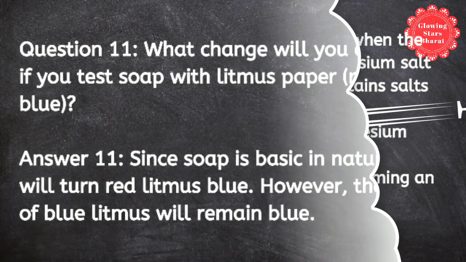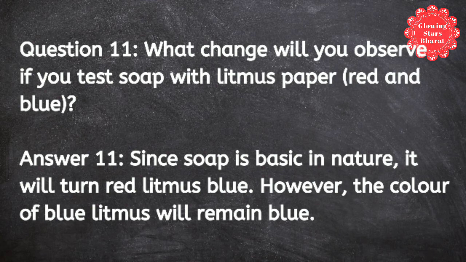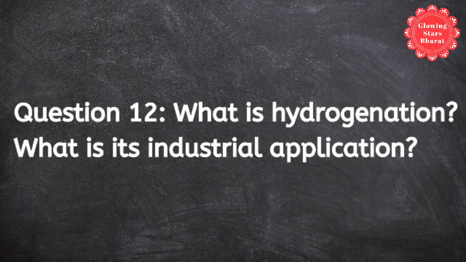Next question number 11. What change will you observe if you test soap with litmus paper, red and blue? Answer of this question: since soap is basic in nature, it will turn red litmus blue. However, the color of blue litmus will remain blue. Next question number 12. What is hydrogenation? What is its industrial application?